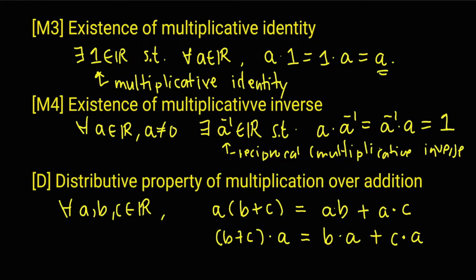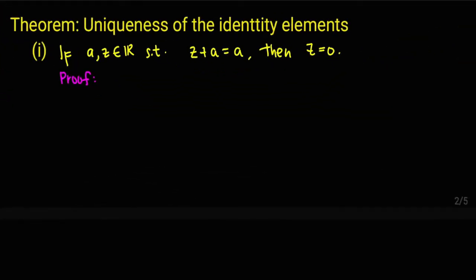Again, remember that these field axioms are the same as the group properties, which were discussed in your abstract algebra course. So any property derived or discussed in the abstract algebra course holds true in the set of real numbers under the operations addition and multiplication. So now let's prove some properties derived from these field axioms.